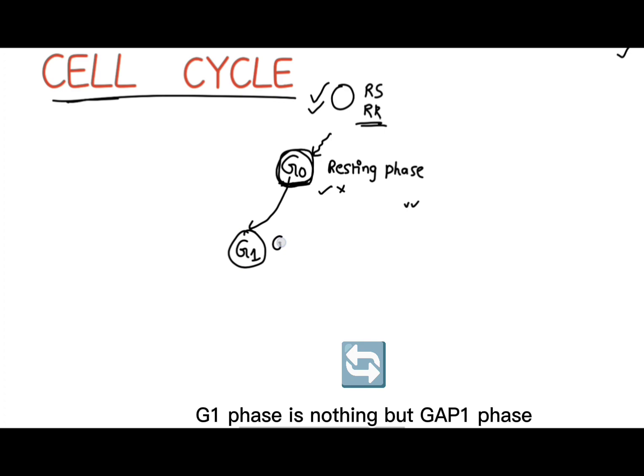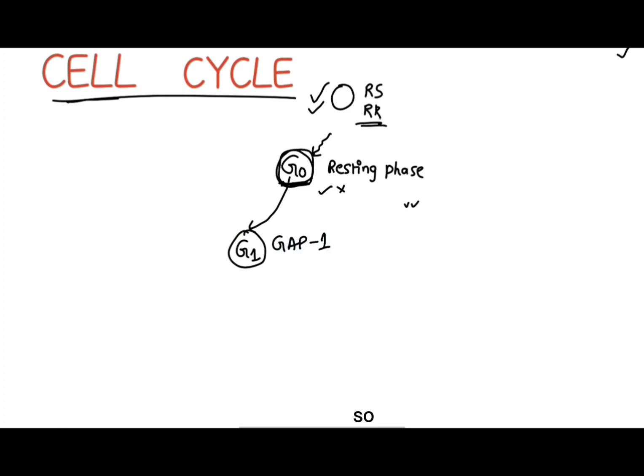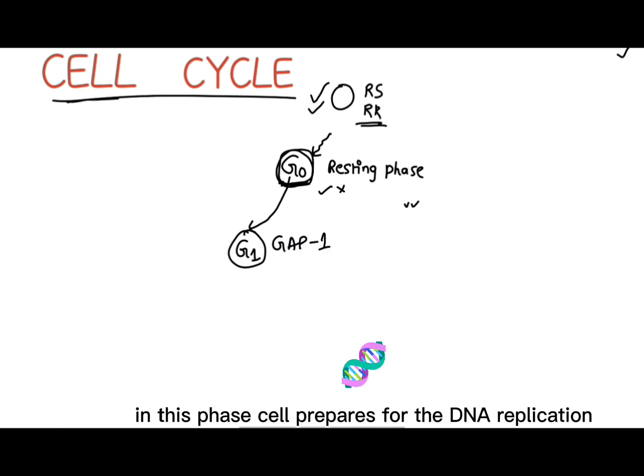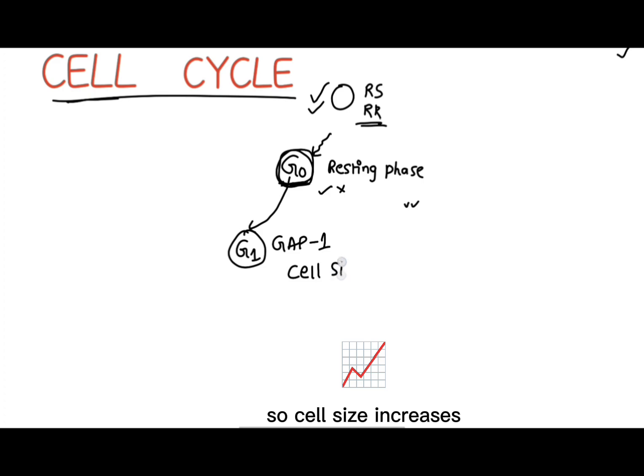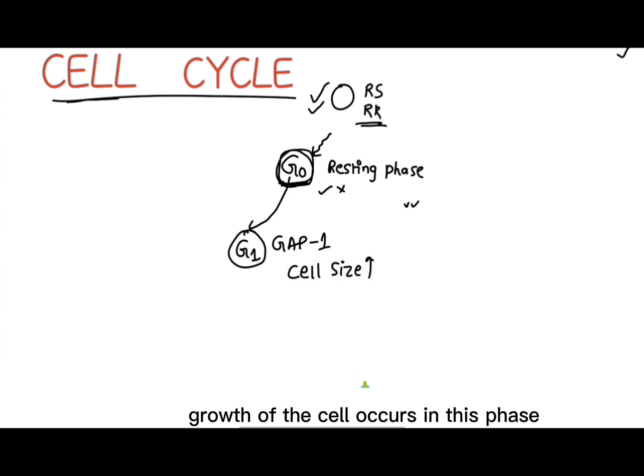So G1 phase is nothing but gap 1 phase. In this phase, the cell prepares for DNA replication. So cell size increases, growth of the cell occurs in this phase. So RNA and protein synthesis occur.